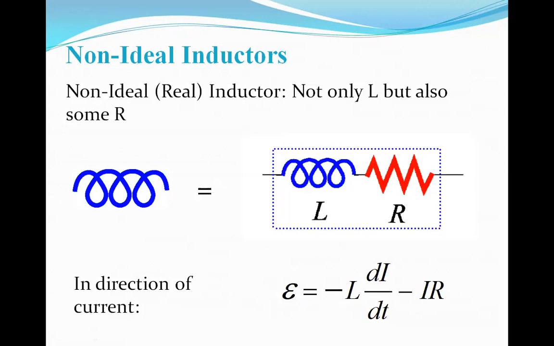Now if somebody asks what is the total EMF in the circuit, then E should be equal to, because it is opposing the growth of the voltage and current, minus L di by dt as well as minus IR according to Ohm's law. So this will give the total EMF in the circuit. It is opposing, so E should be equal to minus L di by dt and minus IR.